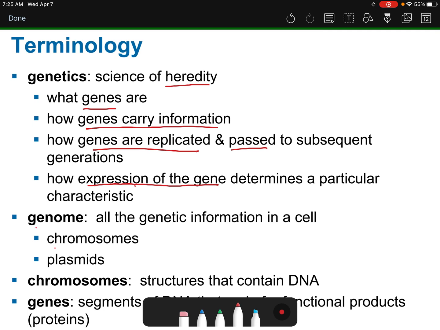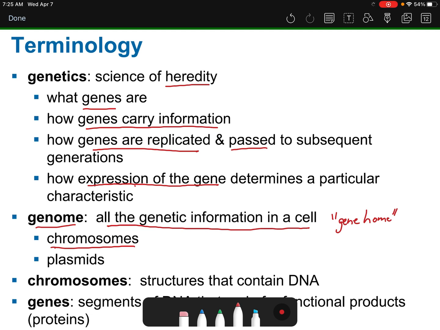Your genome is all the genetic information in a cell. So I like to sometimes call it your gene home. Get it? Genome? It kind of sounds like. Now, most of that's going to be on the chromosomes. So in a bacterial cell, it just has that one big circular chromosome.